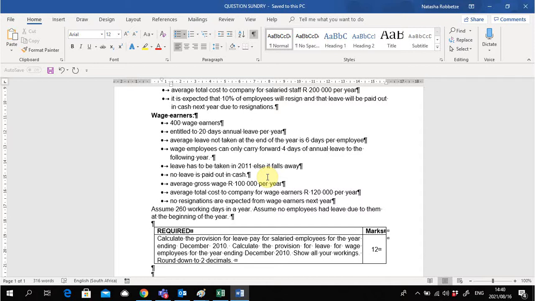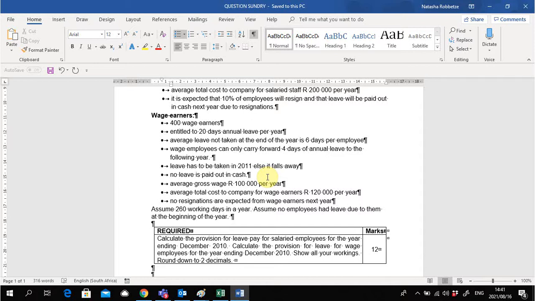Then they say assume that there's 260 working days in the year and that no employee has had leave due to them from the beginning of the year. In the required part, they ask you to calculate the provision for leave pay for both the salaried staff as well as those who earn wages.